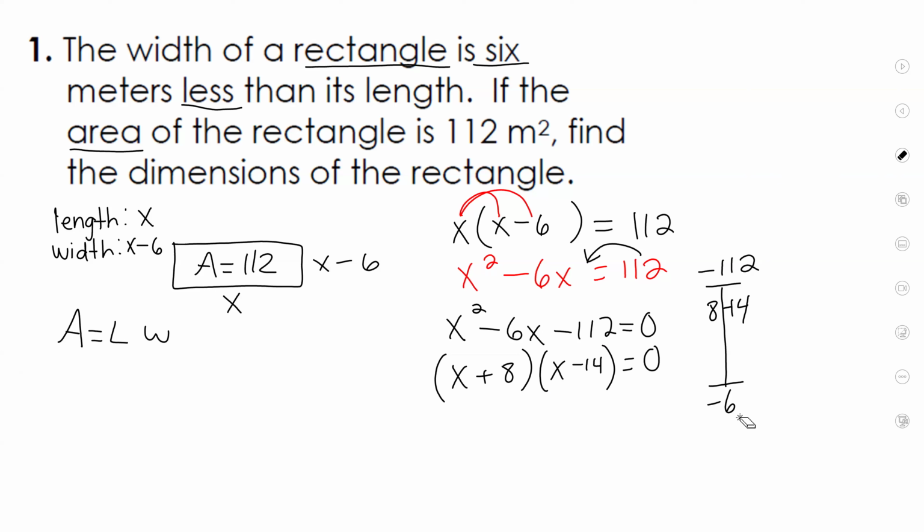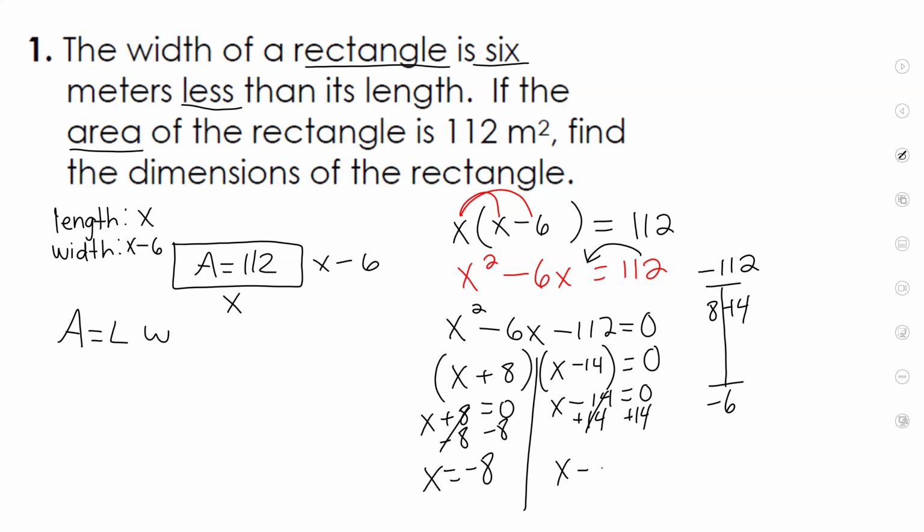What do you guys think the next step is? Yes, I'm going to set it equal to 0 and solve. So I have X plus 8 equals 0, and X minus 14 equals 0. And we're going to solve it. We get X is negative 8 for one option. And we get X is 14 for the other option.